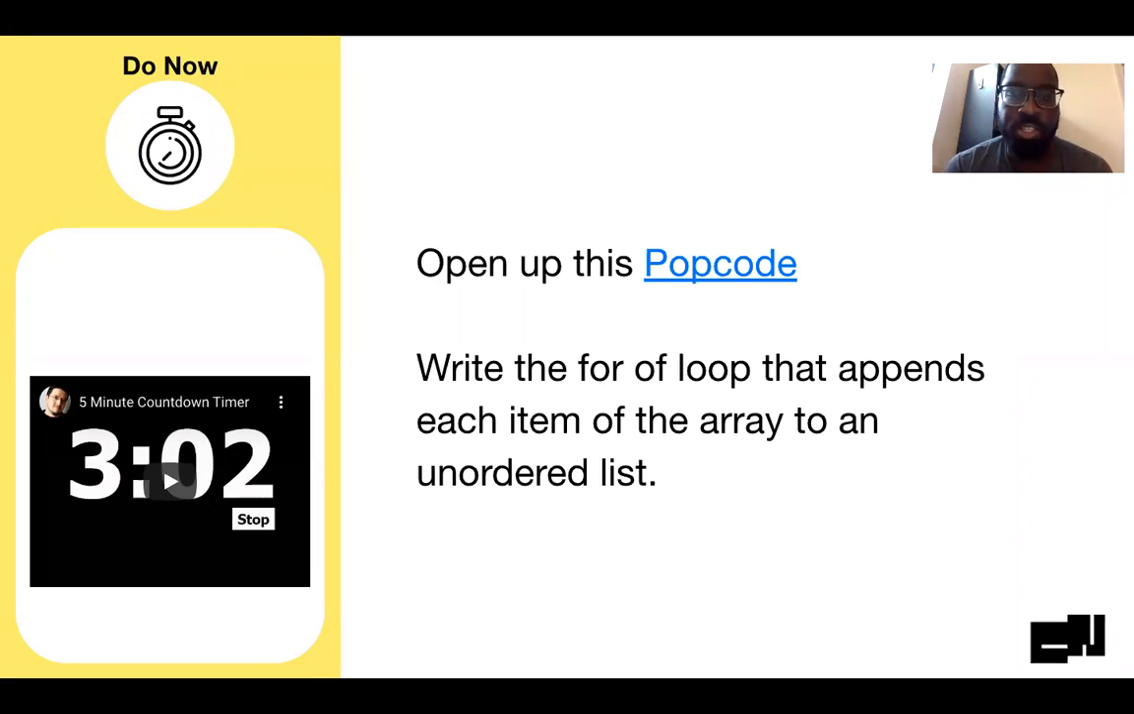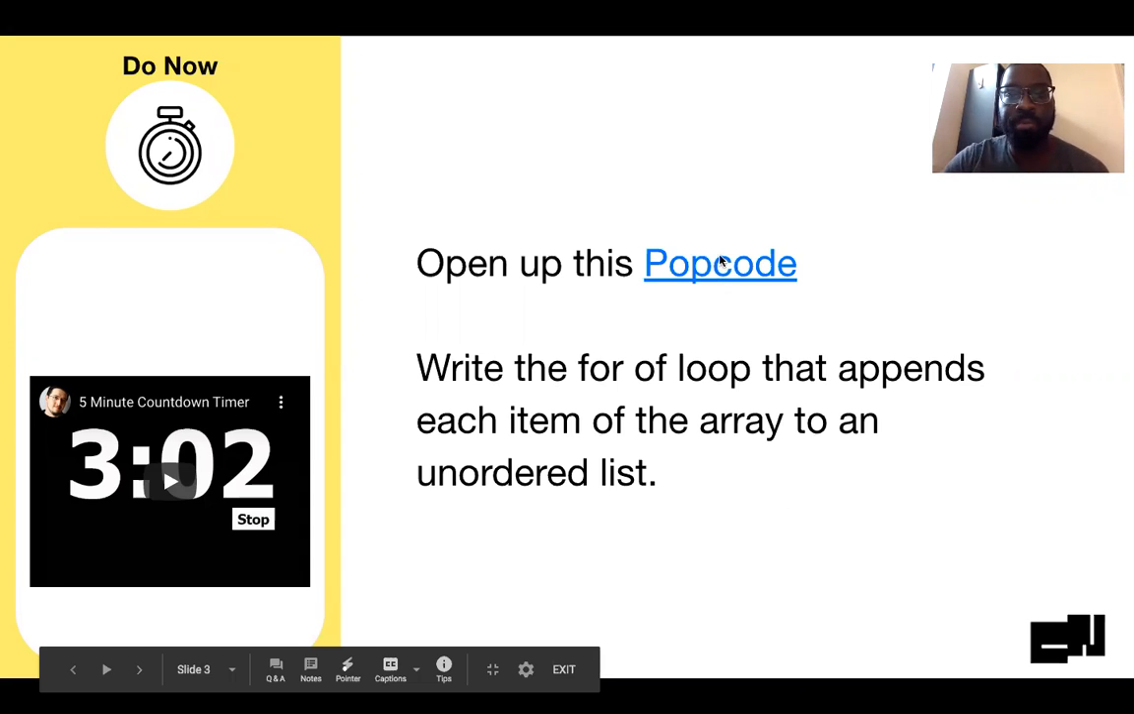Hopefully, you've already submitted your do now. If you haven't, please pause, try your do now, and submit it. But we're going to review it right now. The directions are: write the for of loop that appends each item of the array in unordered lists.